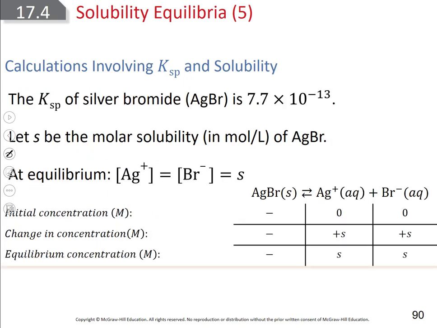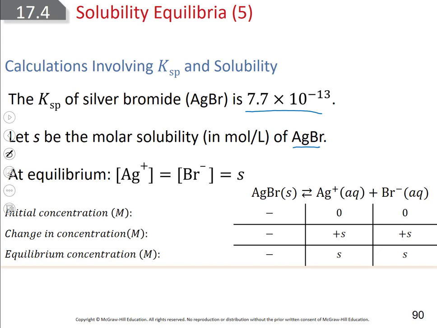So let's say, for example, I want to know what is the molar solubility of silver bromide. And I'm given that the Ksp for silver bromide is 7.7 times 10 to the negative 13. Is that a relatively large K or relatively small K? Small K. So generally, we would consider this an insoluble compound. It's only going to dissolve to a very small amount, so we're going to expect a very low number for its molar solubility. So we make our ICE table.